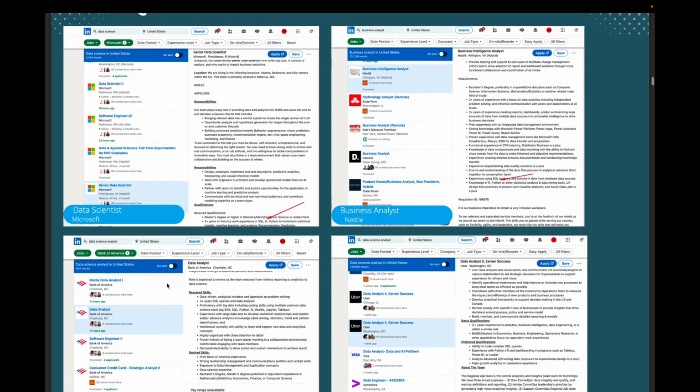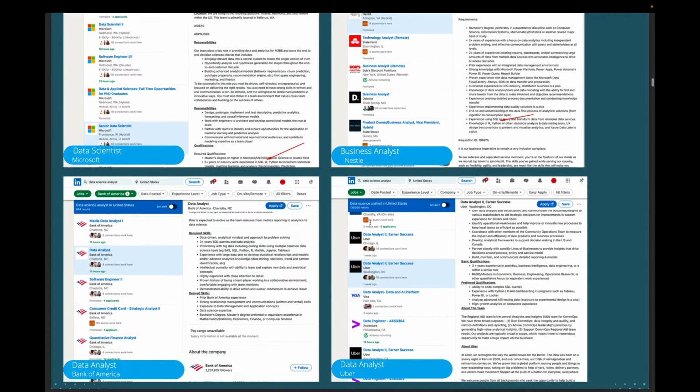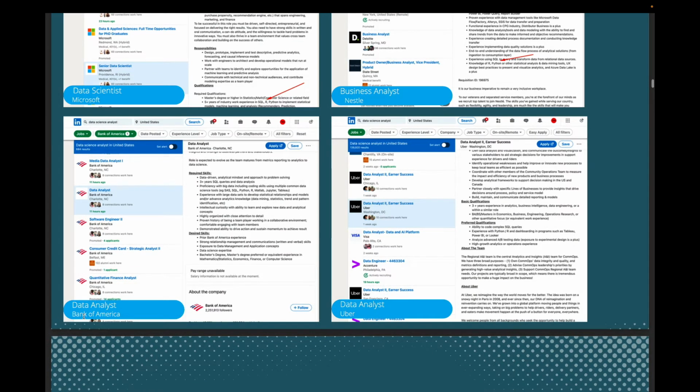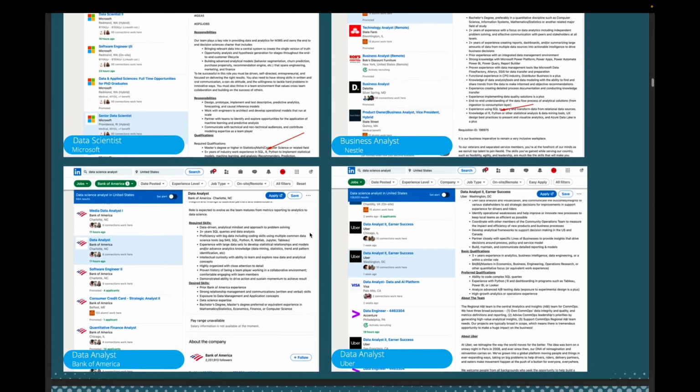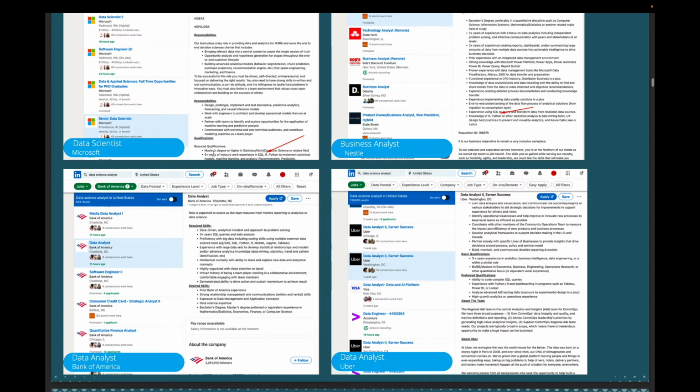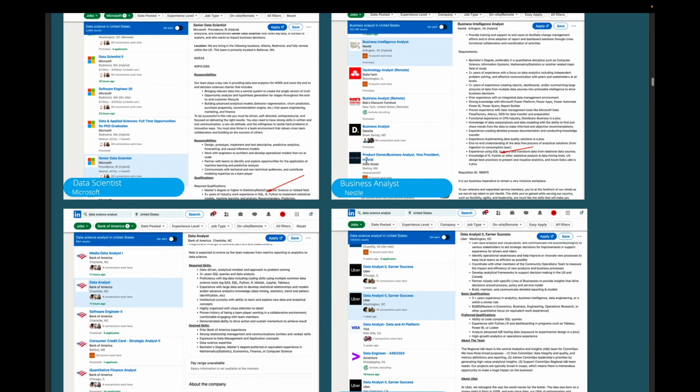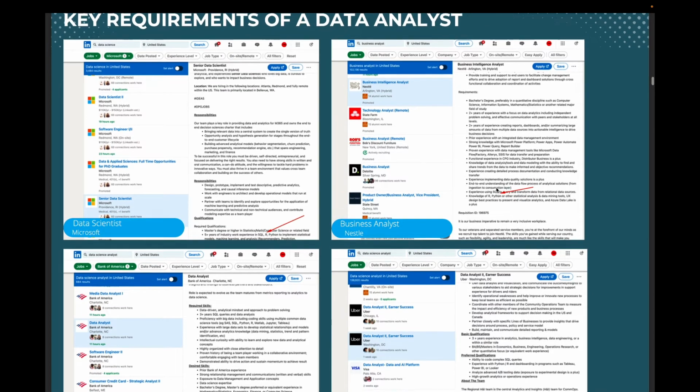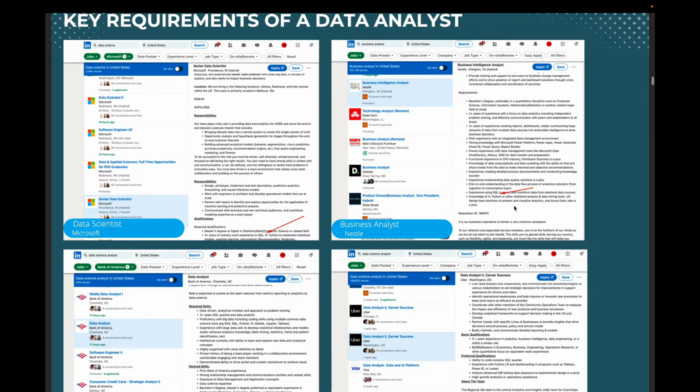So what you're seeing here, the first one is a data scientist position that Microsoft advertised. The second one here is a business analyst position from Nestle. These two are data analyst positions from Bank of America and also Uber. So let's see the skills that they require for these positions. In the data scientist position, you can see SQL, R, Python skills, and then statistical skills, which we have included in this course. For the business analyst position from Nestle, the skills they require are SQL, R, and Python, which you have in this course.